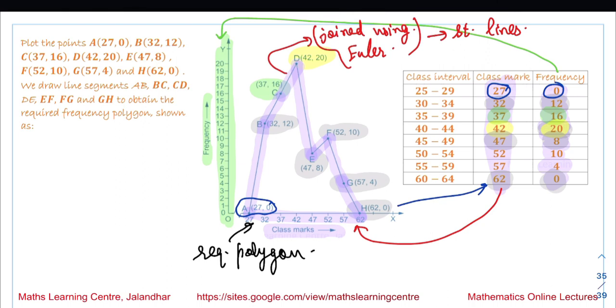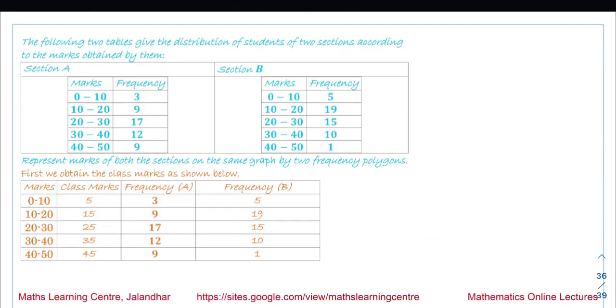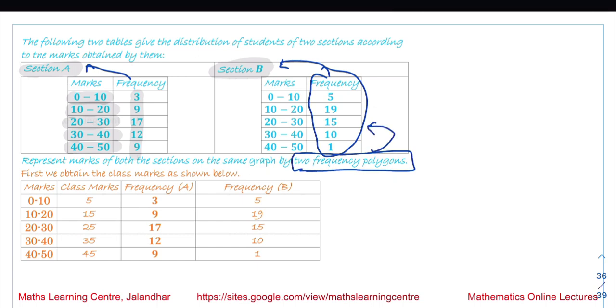Now in the next question, we are given two tables of distribution of students of two sections according to the marks obtained by them. So two sections are there. This is section A, this is the marks of section B. So this is the frequency distribution given to us. Marks between 0 to 10, 10 to 20, 20 to 30, 30 to 40 and 40 to 50. These are the frequencies for the students of section A, and these are the frequencies corresponding to the students of section B. We have to draw the frequency polygon for both these cases.